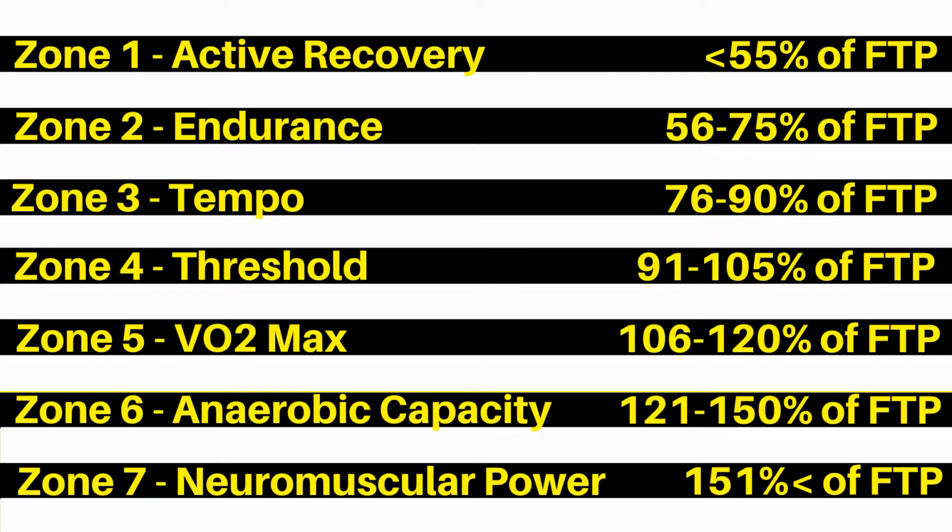Zone 6, or anaerobic capacity, is between 121 and 150% of your functional threshold power. The perceived rate of exertion of this effort should be a 7 or greater out of 10. The aim of training in this zone is increased lactate tolerance. A typical duration of an interval in zone 6 can vary from 30 seconds to 3 minutes.